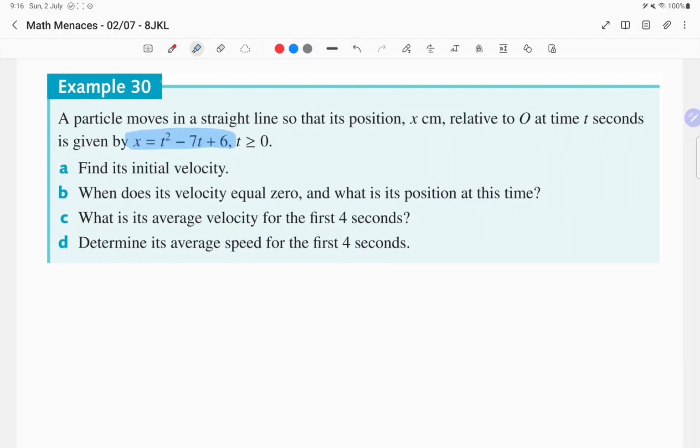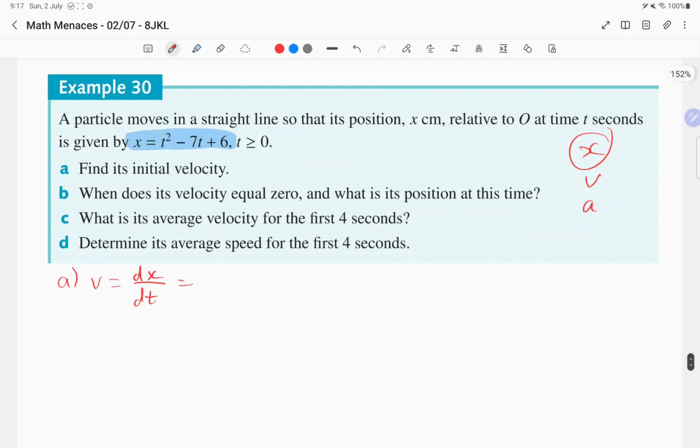So we've got the x equation. When I see these kinds of things, I like to write x, v, a on the side and circle x. I know I've got an x, and then most likely we need velocity and acceleration. Find the initial velocity. So first you need to derive it. So v equals, if you want to be fancy, dx over dt. Differentiate x with respect to t. dx over dt would be 2t minus 7. Initial velocity is v of 0, which is 2 times 0 minus 7, which is negative 7.